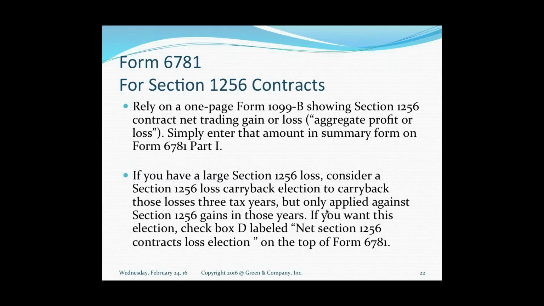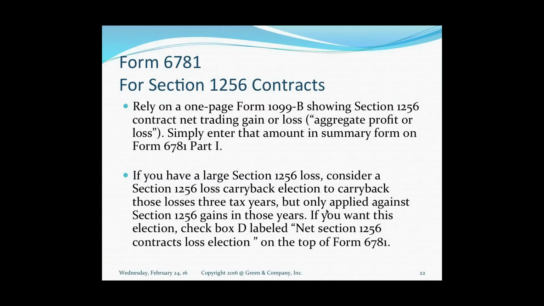Now, if you trade Section 1256 contracts, it's pretty simple tax-wise. You can rely on the one-page 1099-B because it's mark-to-market accounting, summary reporting. They show you realized and then unrealized and then aggregate profit or loss, and that's on your 1099-B that comes from Lightspeed 2 through Wedbush. And you just take that summary number and put it on Form 6781 Part 1.